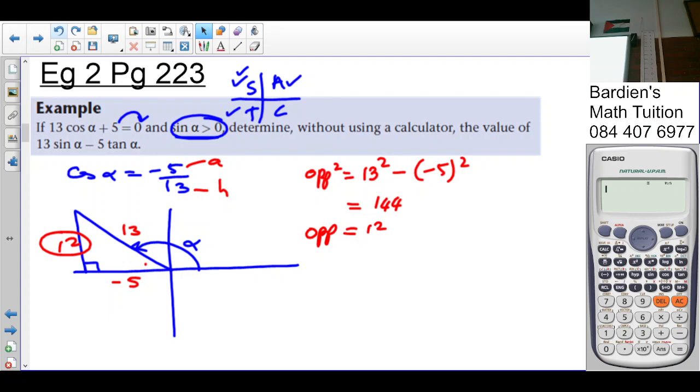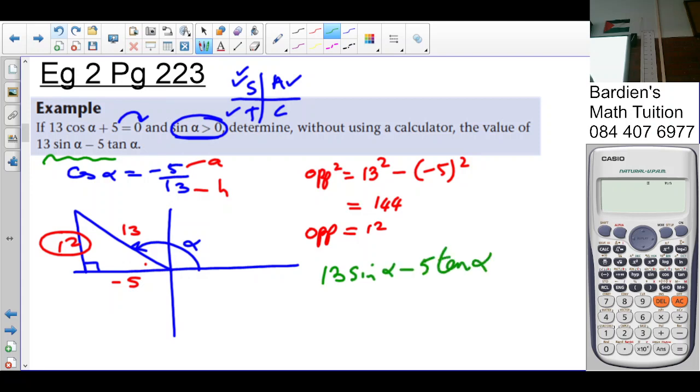Now what's the question? The question is to calculate 13 sine alpha minus 5 tan alpha. 13 sine alpha minus 5 tan alpha. Okay? So with the diagram now, do the substitution.